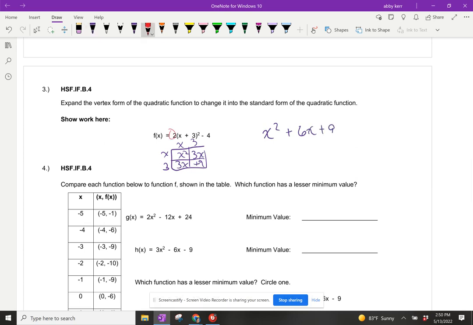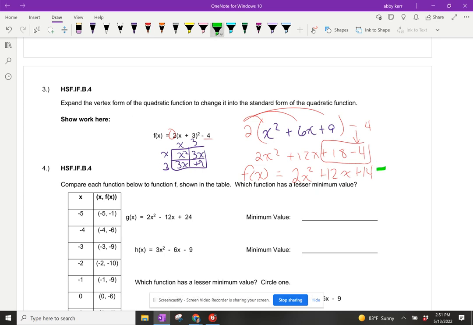Now notice we still have this 2 being distributed, and then we still have that -4 on the end. So we want to distribute and get 2x squared plus 12x plus 18, and then drop down that 4. I always like to add f of x on the end so it doesn't confuse me, or you could write y equals, it's the same thing. And then just combine like terms. So then our answer is 2x squared plus 12x plus 14.